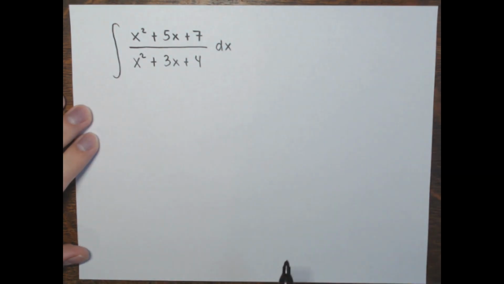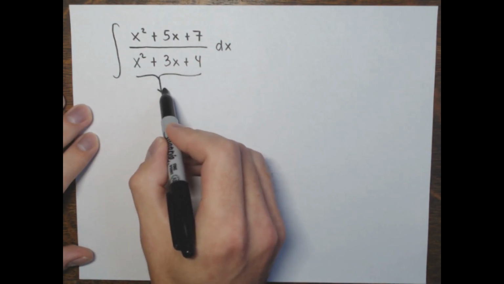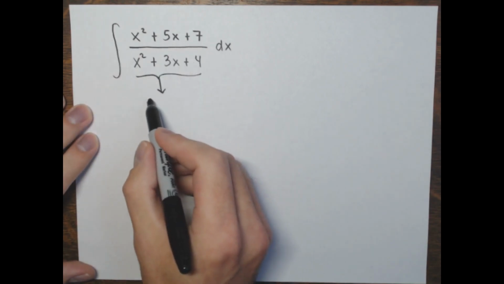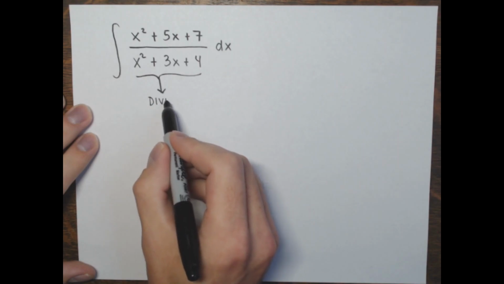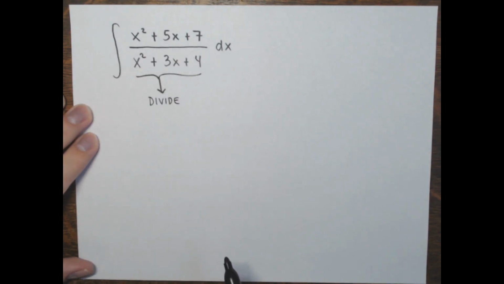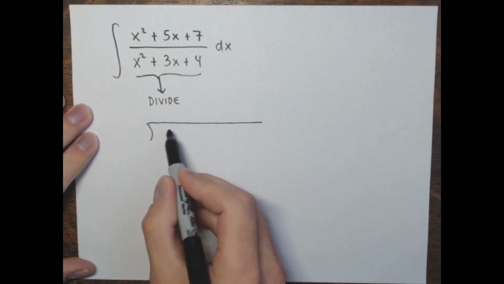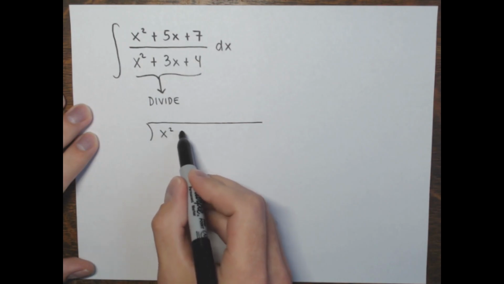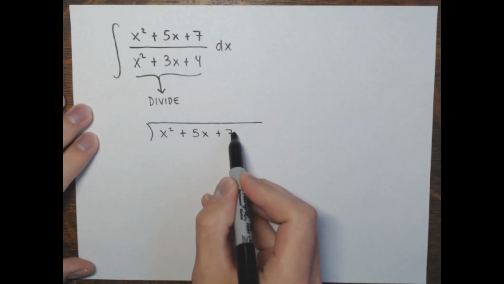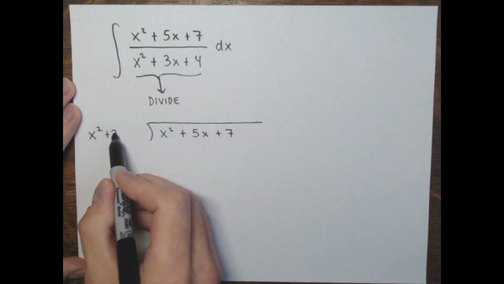Okay. So again, I see that this fraction is improper. The degree of the numerator is not less than the degree of the denominator. So first step here is going to be divide. Rewrite this fraction as a quotient plus a proper fraction. So I set up my long division again, numerator inside in descending order, denominator outside in descending order.